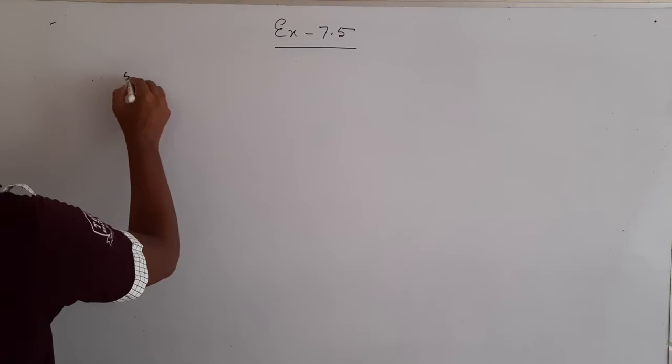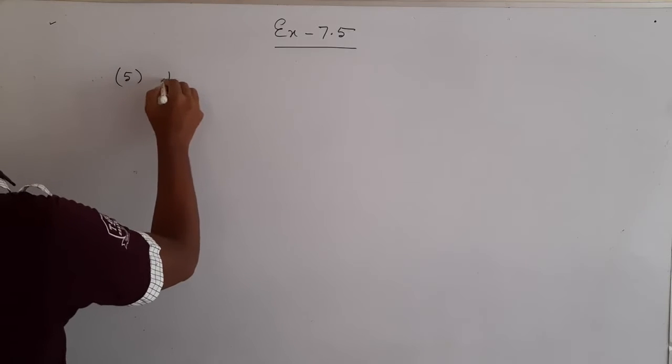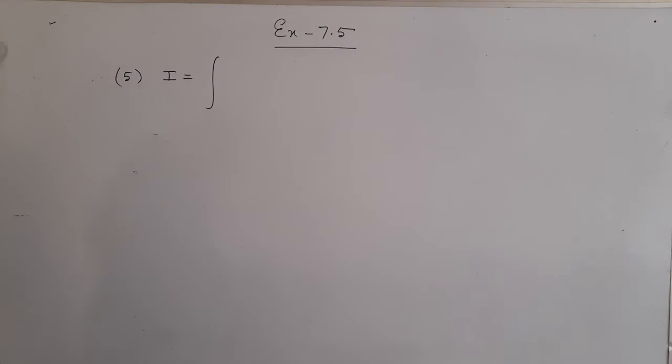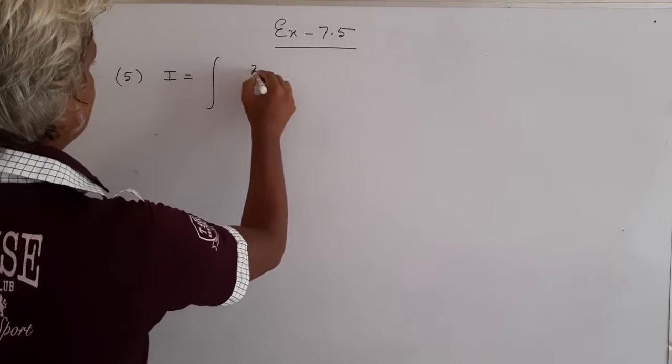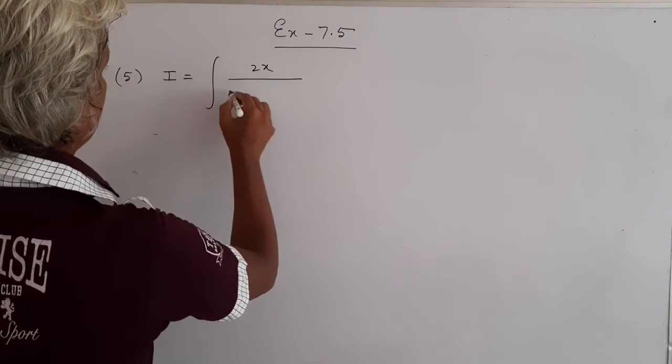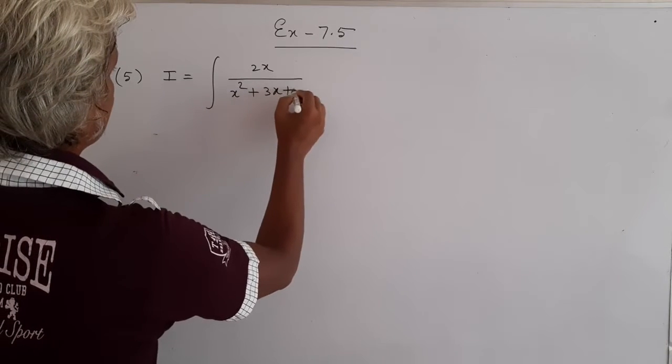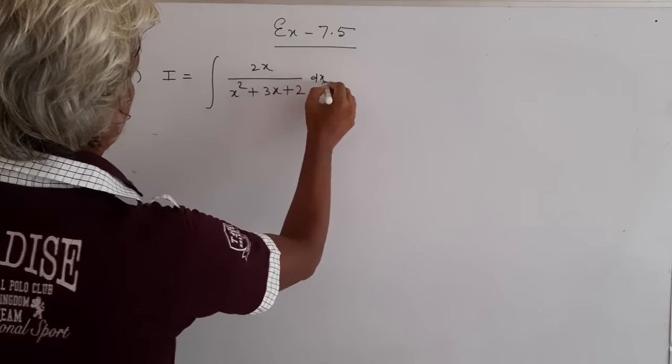Now I go for question number 5. Question number 5. Find the integral of I as 2x over x square plus 3x plus 2 dx.